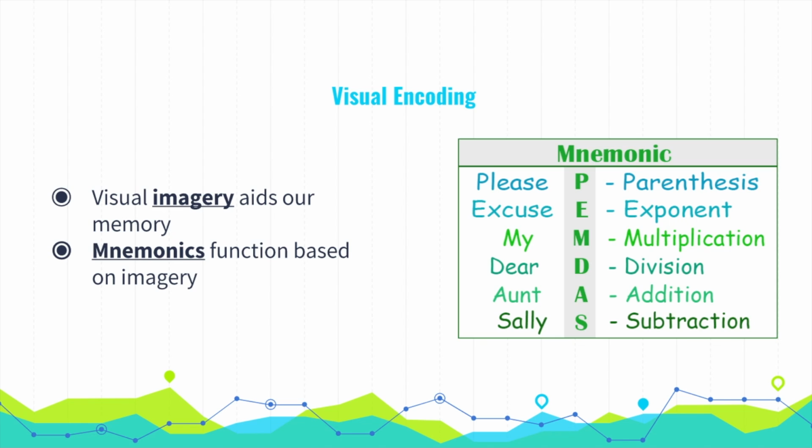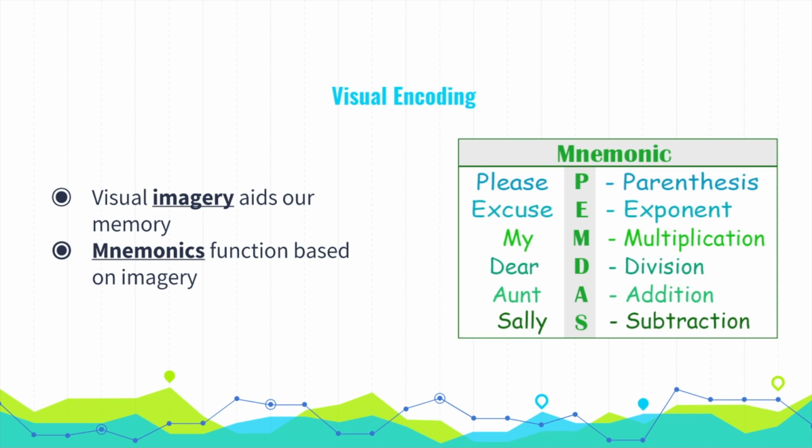Let's zoom into visual encoding. Visual imagery or mental pictures aid our memory. For example, it would be easier to remember a concrete word like cigarette since you can visualize it. And it would be harder to remember a more abstract word that can't really be visualized, like the word inherent. Basically, with concrete words, we can encode them both visually and semantically and cement them into our memory further.